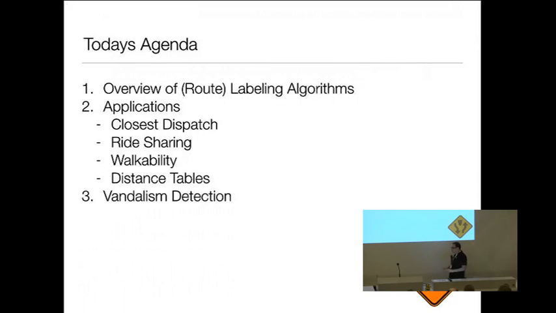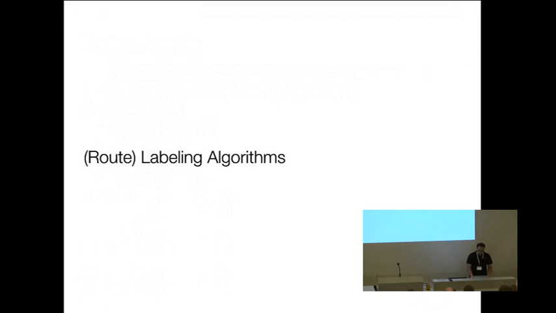We're going to look at 3 examples of what we can solve with them. Then we're going to dive into what's going to be a really nice application, namely vandalism detection. So let's get started with route labeling algorithms.